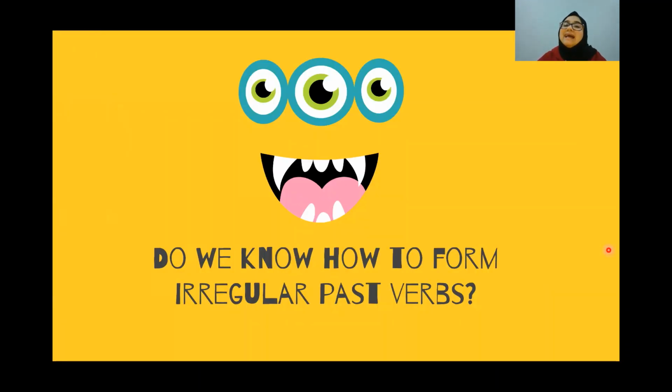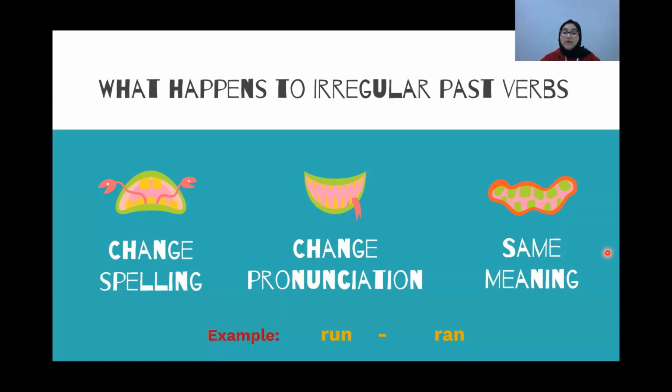Okay, so now let me ask you, do you know how to form irregular past verbs? Do you know how to write them down? I think you do. You just proved you do. That is excellent. So, before we end our video, I want you to remember these 3 points, okay? What happens to irregular past verbs? First, their spelling changes. Second, their pronunciation changes. And third, their meaning remains the same, okay?